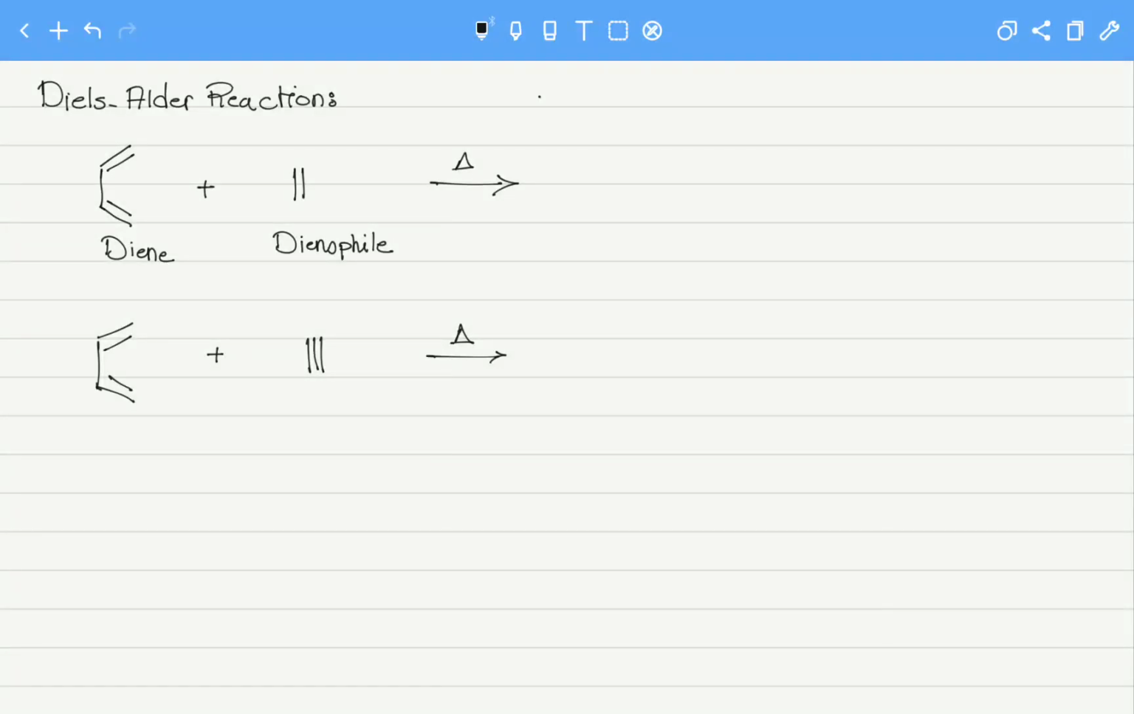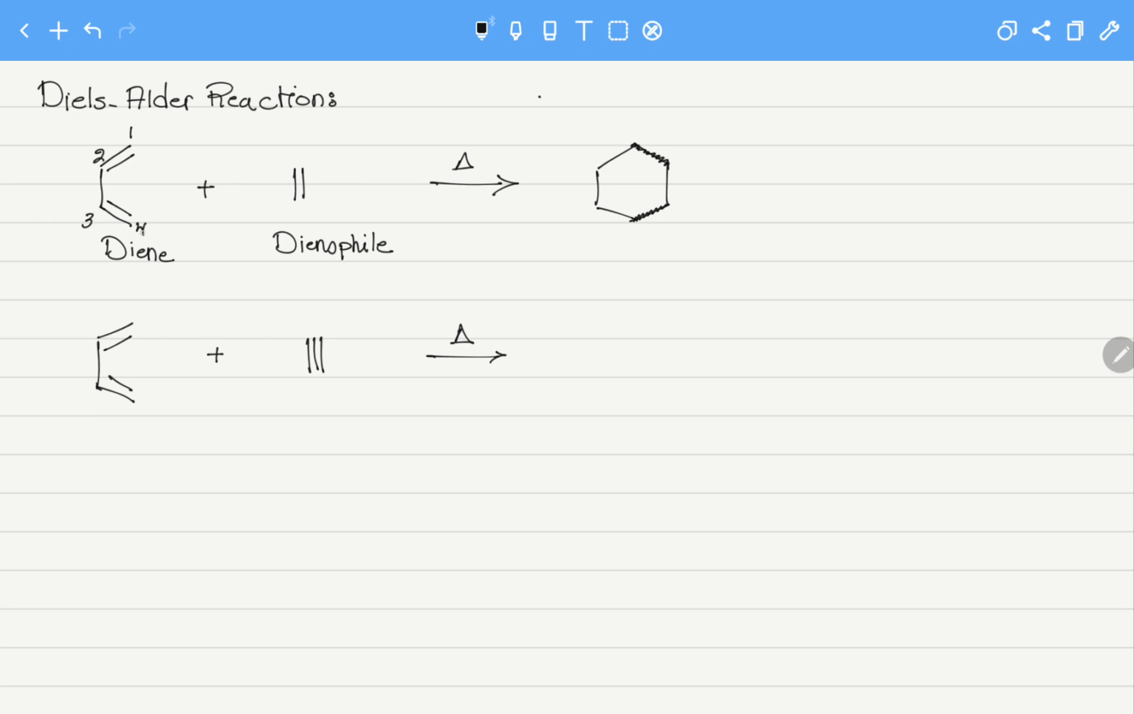A Diels Alder reaction is a reaction between a diene and a dienophile. So the diene is a compound which has two conjugated double bonds, and the dienophile could be an alkene or an alkyne. In both cases, the reaction will lead to the formation of a new six-membered ring due to the formation of two new sigma bonds between the diene and the dienophile.